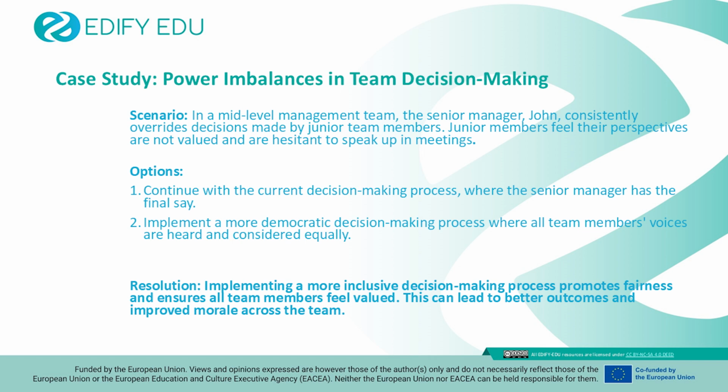Options: 1. Continue with the current decision-making structure, where John holds the final authority. 2. Implement a more inclusive decision-making process, where junior team members' views are equally considered. Recommended action: a more inclusive process should be introduced, where every team member's opinion is heard. This fosters better collaboration, improves morale, and ensures diverse perspectives are considered in decision-making.